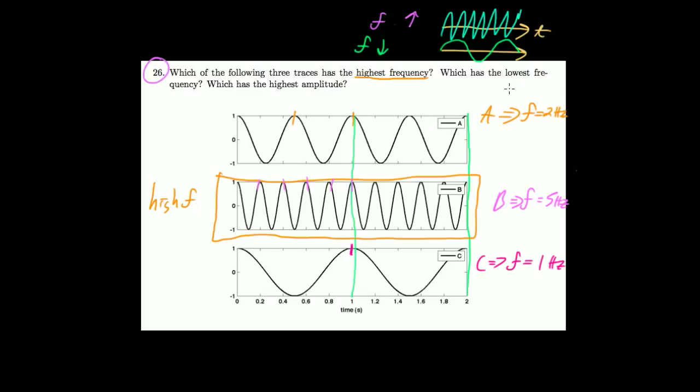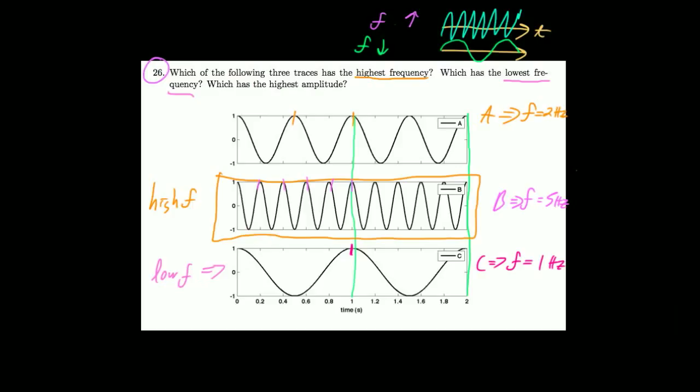The next question: which has the lowest frequency? So again, hopefully you can see, by just inspection, which one of these repeats the least often. And that's graph C, right? It repeats only 1 time each second. It takes a full second to repeat. This one would repeat 5 times in a second. This one would repeat twice in a second. So graph C has the lowest frequency.